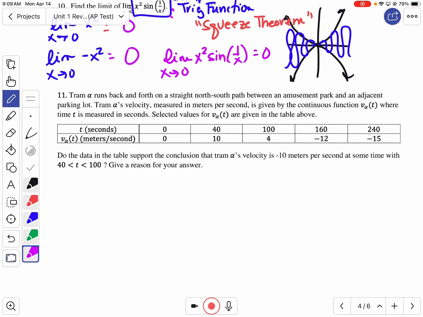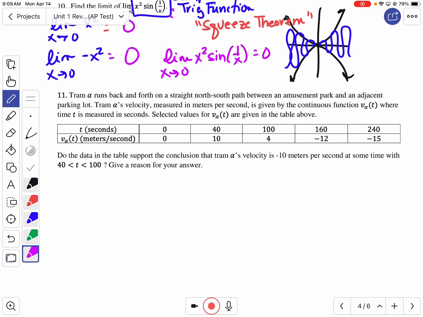It says tram A runs back and forth on a straight north-south path between an amusement park and an adjacent parking lot. Tram A's velocity, measured in meters per second, is given by the continuous function v sub A of t, where t is measured in seconds. Selected values of v sub A of t are given in the table above. So if it's giving me velocity, is it giving me function values or derivative values? Derivative. Velocity is a derivative. We hadn't really gotten that far in Unit 1, but that's what it's saying.